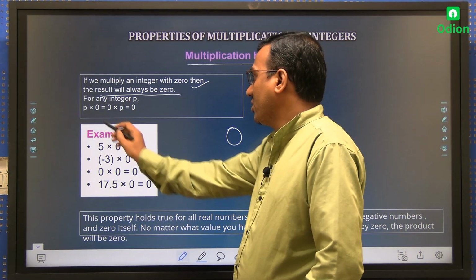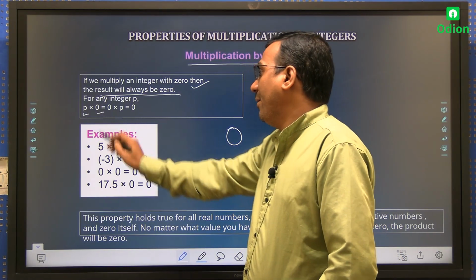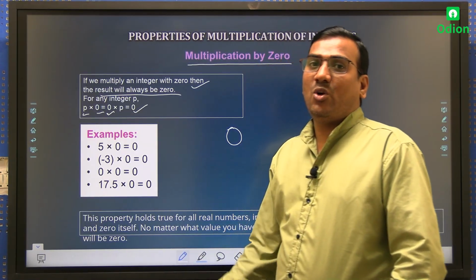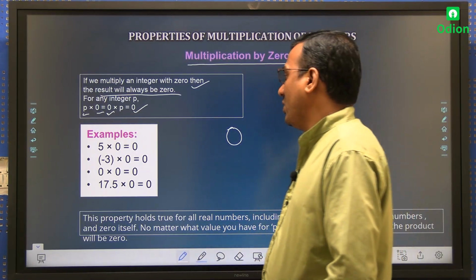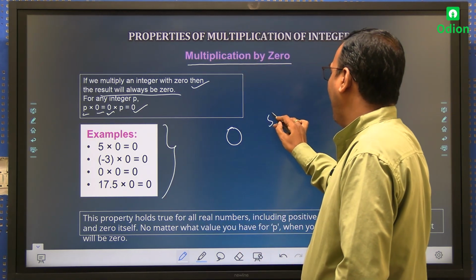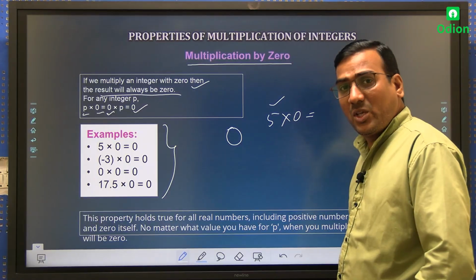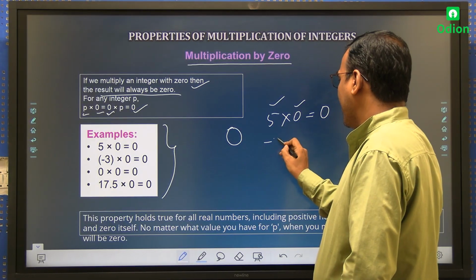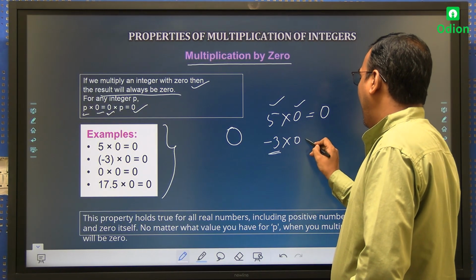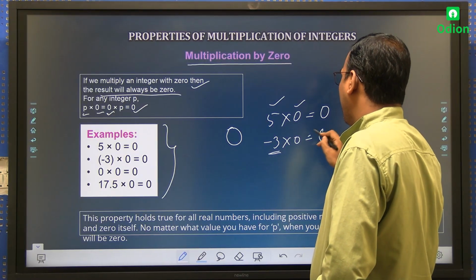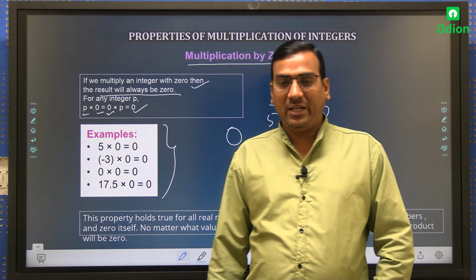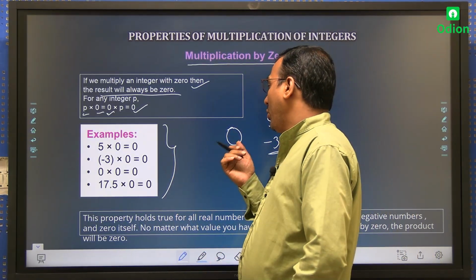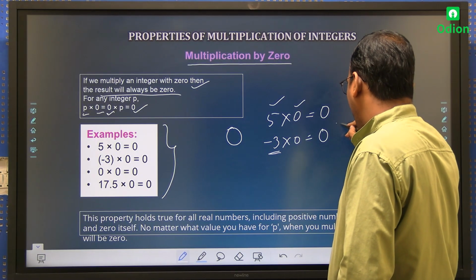For an integer p, suppose p एक integer है और I am going to multiply 0 with it, the answer is 0. If I interchange 0 into p, then the answer will be always 0. These are some examples. 5 into 0, it is the positive integer and I am going to multiply with 0, the answer is 0. Minus 3 into 0, it is the negative integer and I have to multiply 0, the answer is 0. Whether the integer is positive or negative, no matter, the answer is always 0.